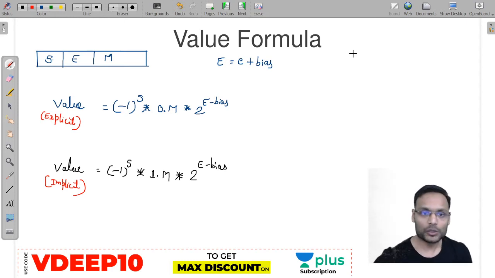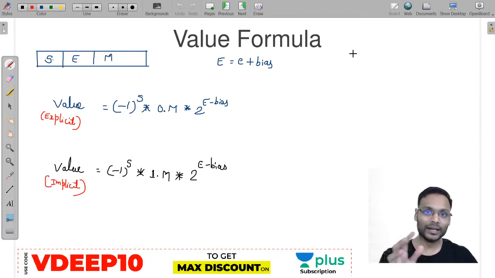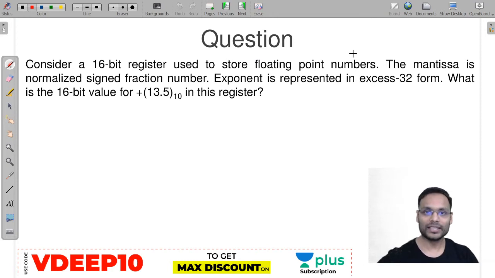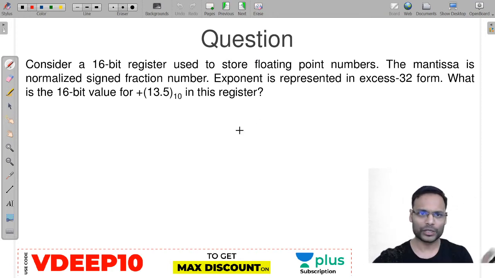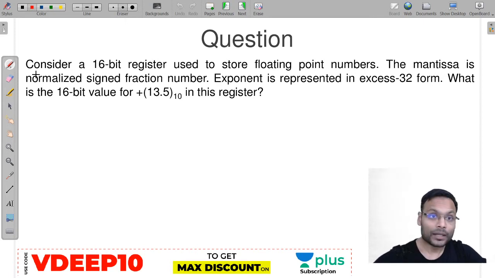Okay, so if you are fine with this normalized mantissa, biased exponent and this value formula, then let's have a practical example. Let's try a question and then we will slowly try to understand all the things. So let's see this question. I will solve it, don't worry, you don't have to do anything, just learn how to solve such questions. Fine, look at this. Consider a 16-bit register used to store floating point numbers.